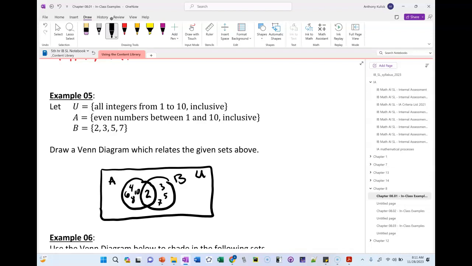What haven't we listed anywhere yet? 1. And? So those live somewhere outside. Is that okay with how we drew that? Easy to forget these ones. Don't forget them.